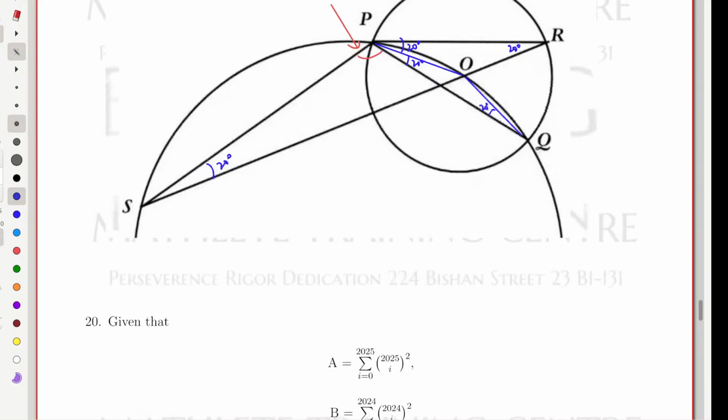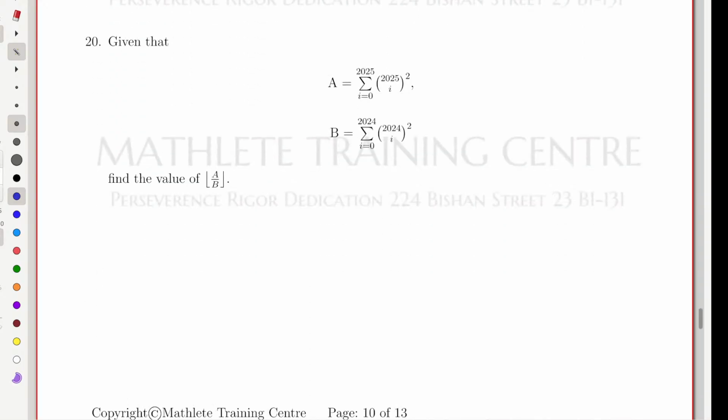Okay, question number 20. Another scary looking question, but I promise, this one is nice. Okay, maybe not that nice. Nice only if you've seen it before. This is called Vandermonde's identity. Vandermonde, Vandermont, I have no idea. Vandermonde's, maybe.